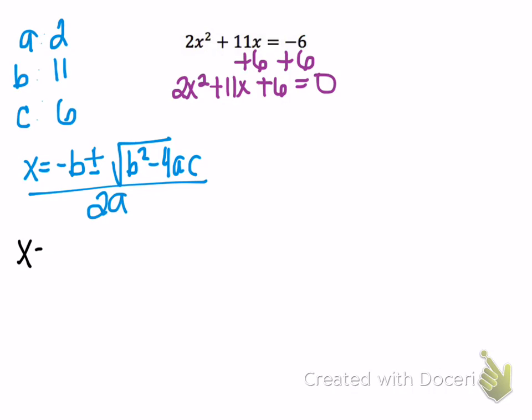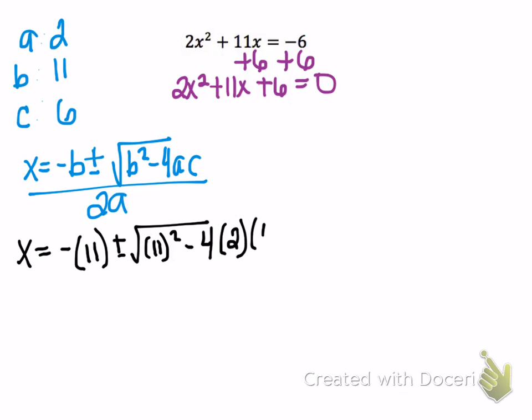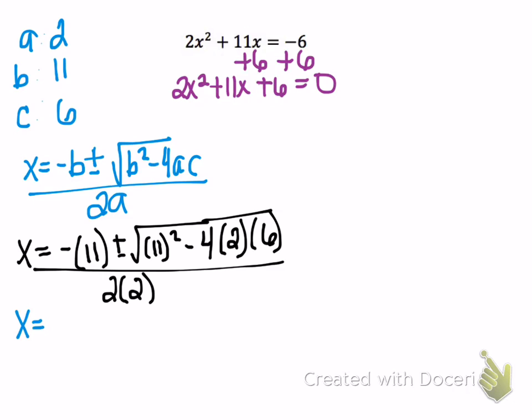I'm going to go ahead and start plugging in my values. So opposite of 11 plus or minus the square root of 11 squared minus 4 times 2 times 6 all over 2 times 2. I'm going to go ahead and start simplifying now. So I'm going to have x equals -11 plus or minus the square root. 11 squared is 121 minus 4 times 2 is 8 times 6 is 48 divided by 4.